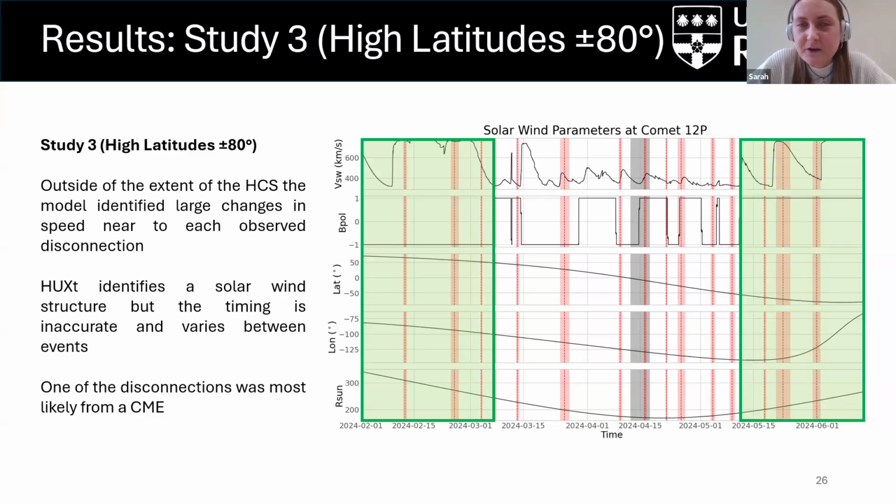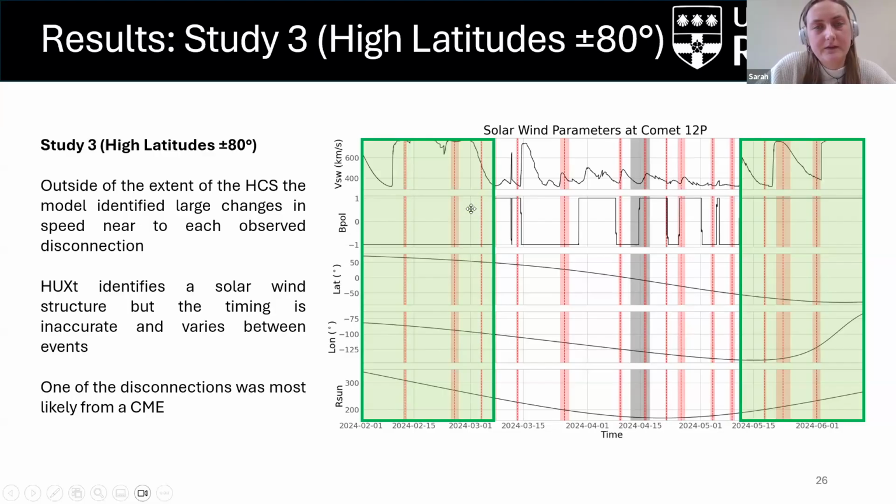However, again, sometimes the timing of this is really quite off. You can see that some of them are quite far away from these solar wind structures. Some of them happen during and some of them happen slightly before, indicating that HUXt can identify the structure, but it just doesn't quite get the timing or location of it quite right.